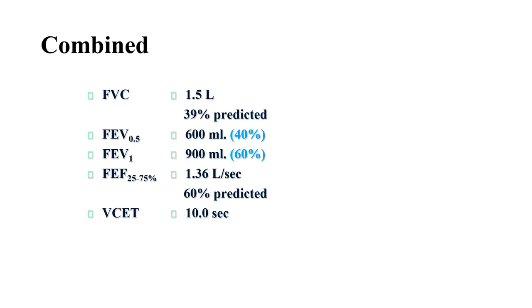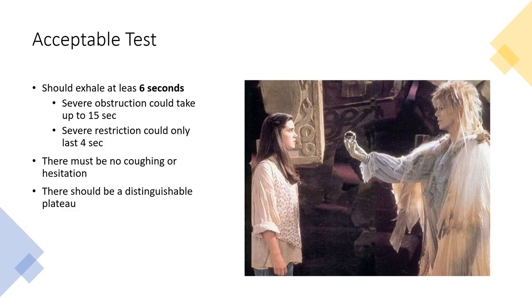So hopefully going through these helped. We'll do some more practice, obviously, in class together. But hopefully going through these slowly, creating a little scorecard to see restrictive pattern, obstructive pattern, combined pattern, can help you out as well. All right, moving on.